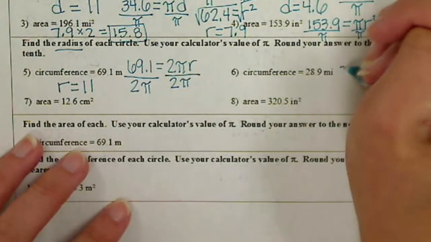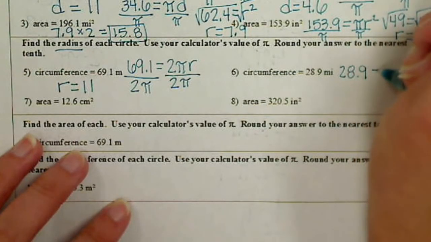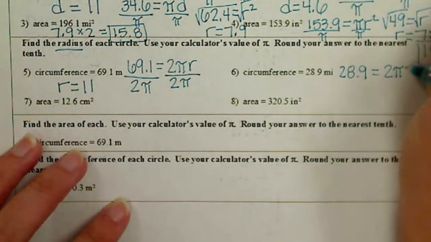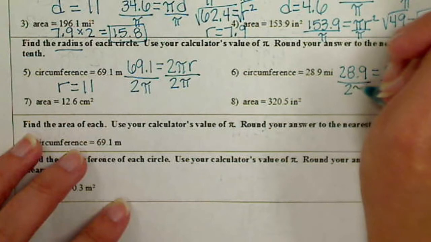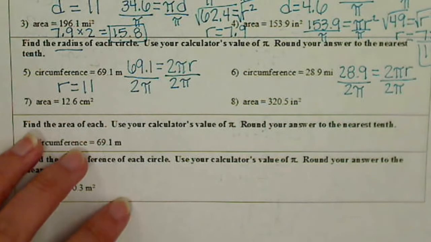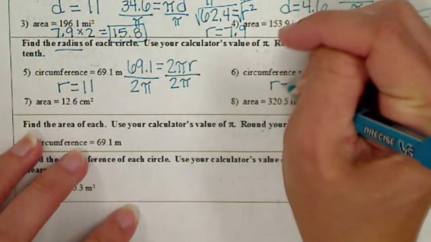Okay, so 28.9, set it equal to our radius formula, 2 pi r. Divide by 2 pi, make sure you hit your fraction button, and you get 4.6.